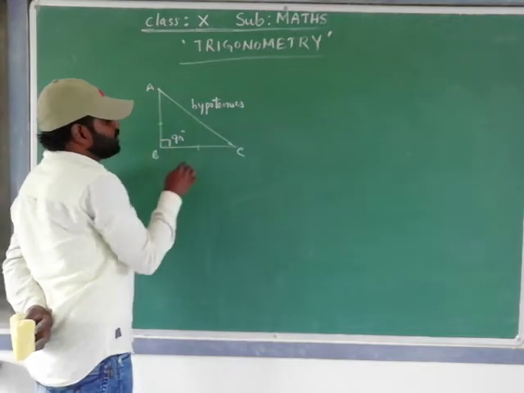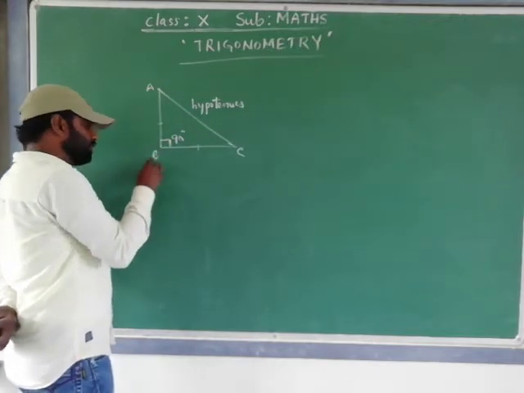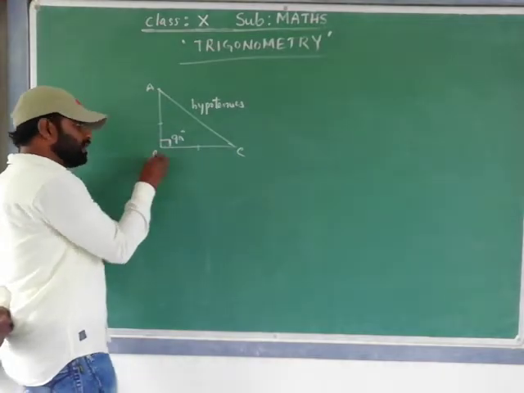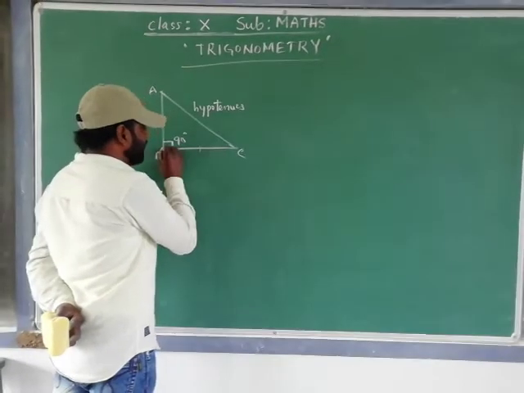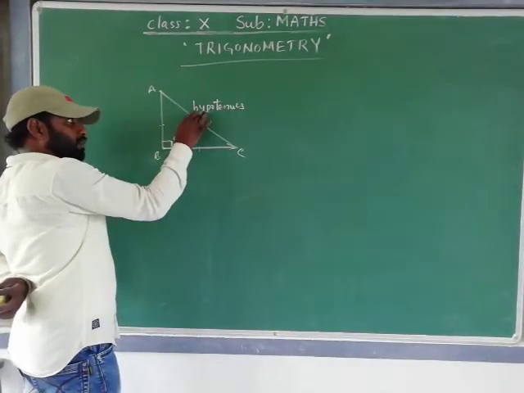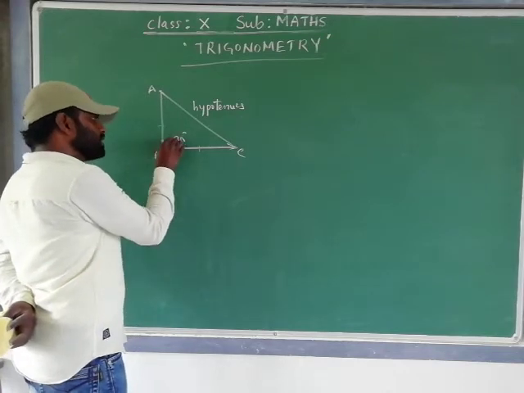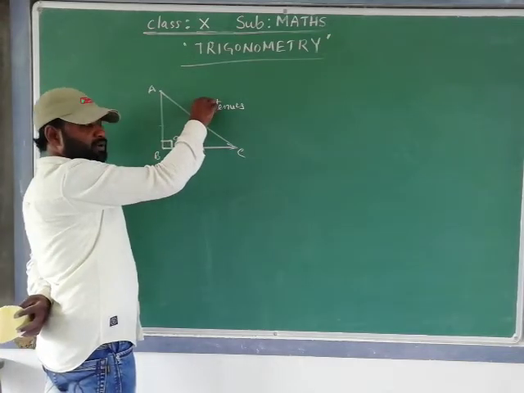Then what do you name the other 2 sides? If you talk with respect to angle B, this is the adjacent side. This is the hypotenuse. Okay. If you talk with respect to B, this is the right angle, this is the hypotenuse.